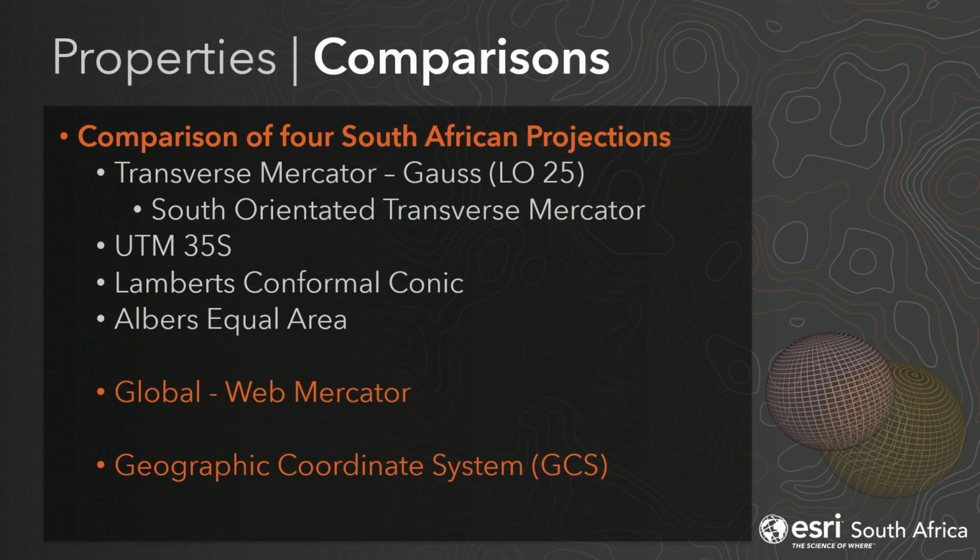I took 4 well-known projections in South Africa: Transverse Mercator, which is our Gauss, or South-Orientated Transverse Mercator, UTM, Lambert's Conformal, and Albers Equal Area. And I also used Web Mercator, which is becoming more and more useful. And then Geographic. Okay, we can't measure distance in that, so we can't do that. But these are some of the projections we typically use, and we'll get back to these in more detail.